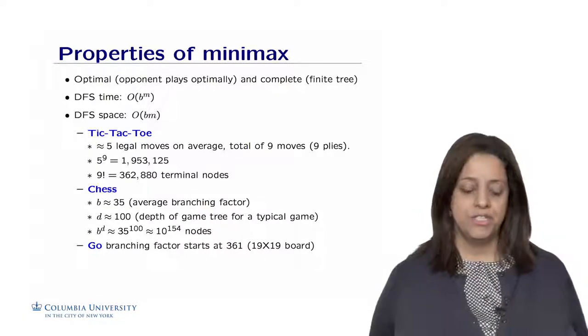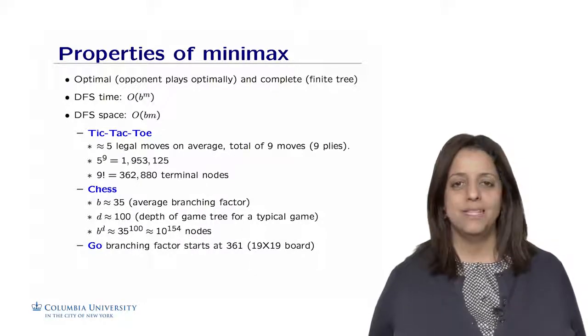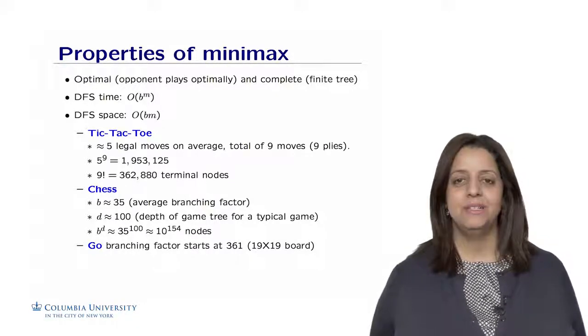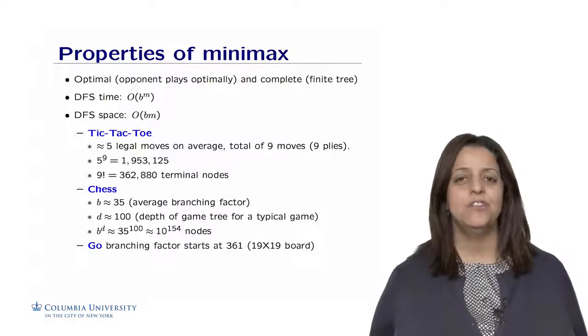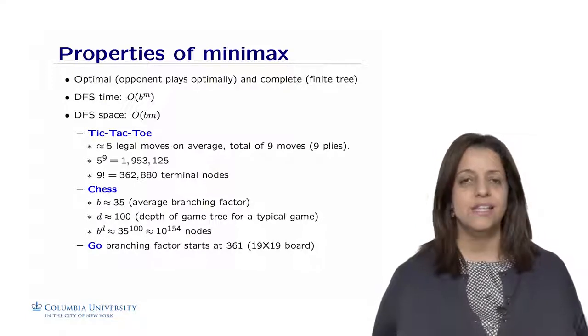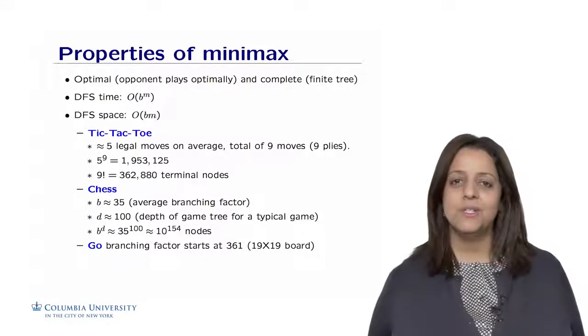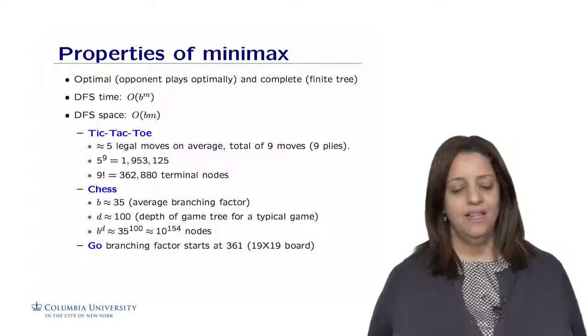For Go, we have a branching factor that starts at 361, which may seem like a hopeless AI to build. For 19 by 19, we have a branching factor of 361. You could imagine what the search space size would be. It's absolutely huge. But it was still solved by AlphaGo, so there is always progress, which makes games a real challenge for AI to solve.